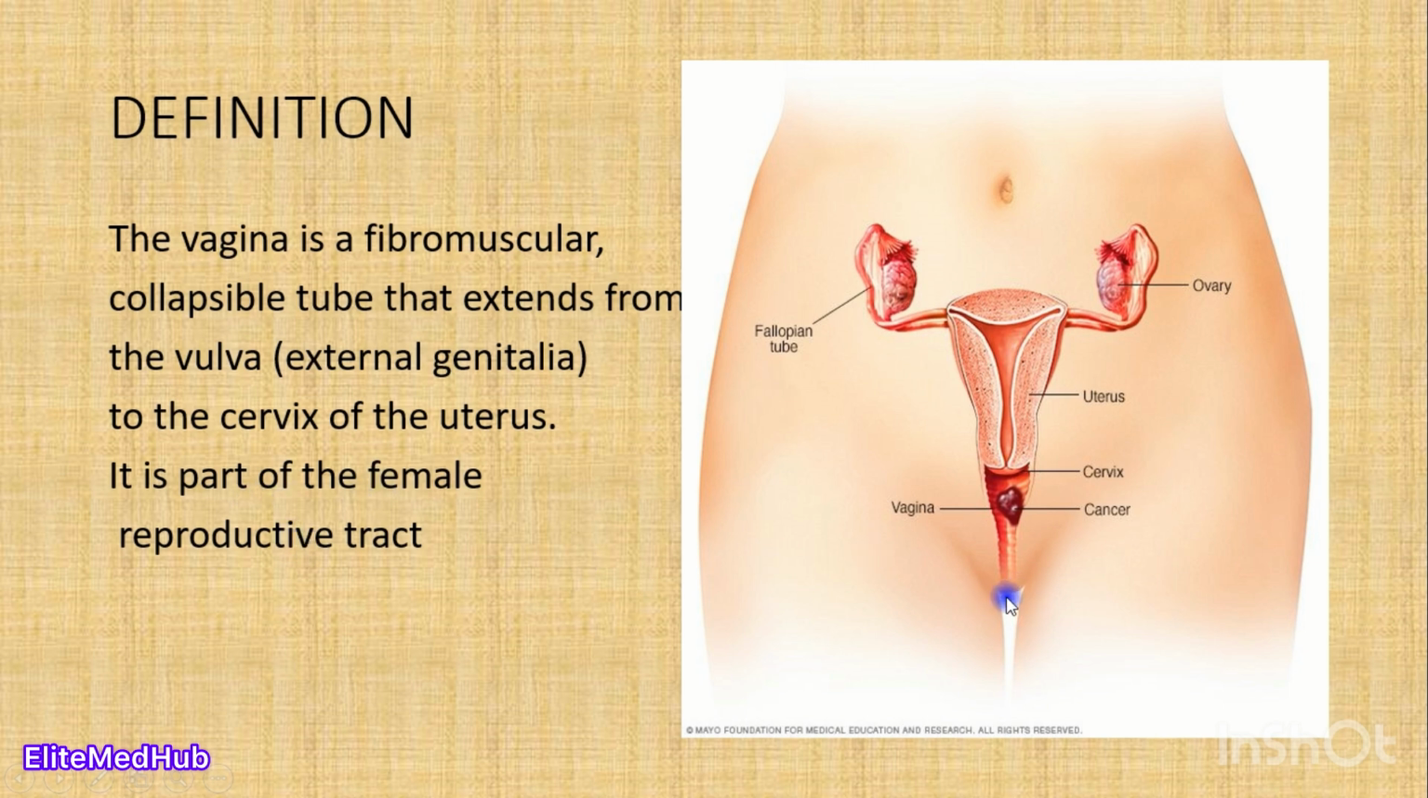So this is the vulva, also known as the external female genitalia. The vagina begins from here and extends to the cervix of the uterus here. Forget about the cancer cell here. This is not what we are talking about. The picture is just for illustration.